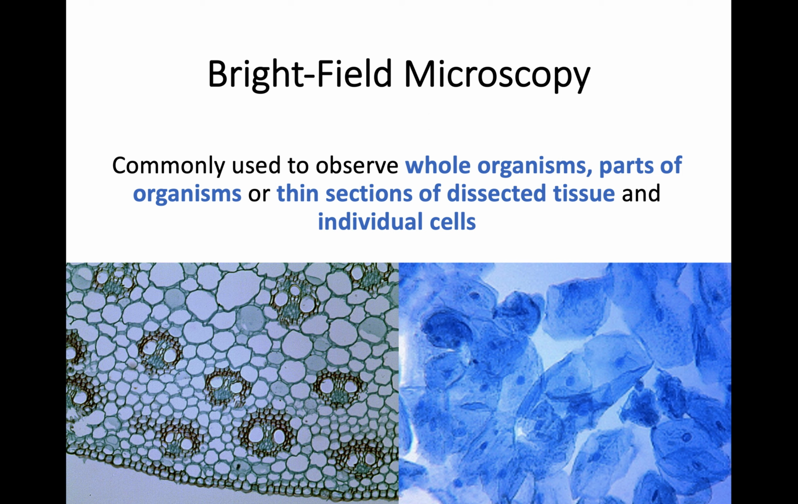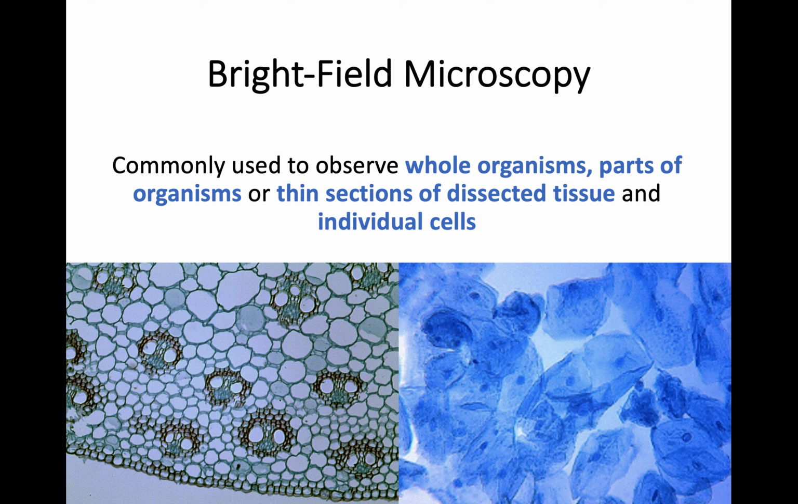Now, this is used to observe either whole organisms, if they're incredibly small, parts of organisms, or thin sections of dissected tissue in individual cells. So for example, in the bottom right, you can see a bundle of animal cells, probably cheek cells that have been stained that you can view through bright field microscopy. And we also see some plant cells in the image on the left.